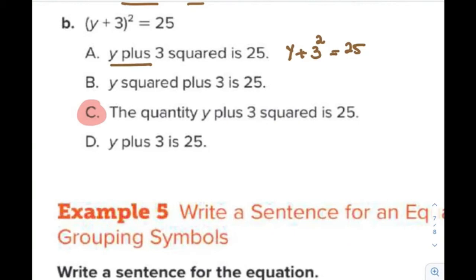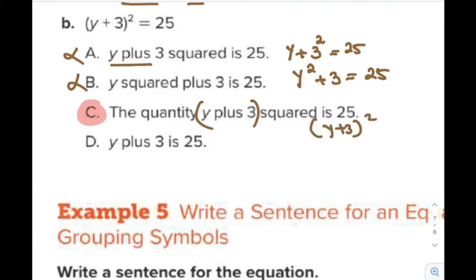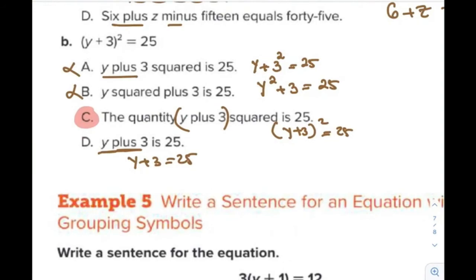B, y squared, this is wrong, because that is y squared plus 3 is 25. So y is the one that is squared, to the power 2, plus 3 is 25. So this is also wrong. The third one, the quantity, so it's y plus 3 squared. So the whole quantity squared, which is correct, equals 25. Now the last one, y plus 3 is 25. Very clear that it's wrong, because not the whole quantity is squared.